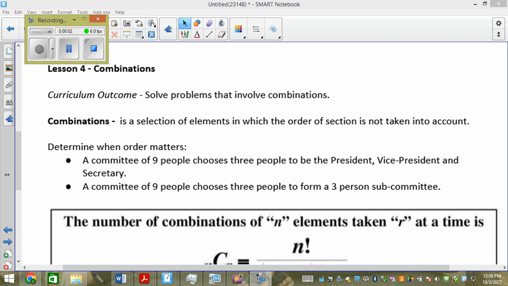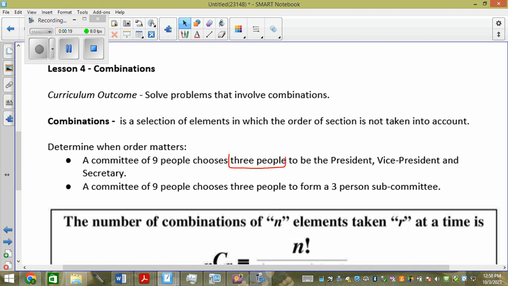A combination is a selection of elements in which the order of the selection is not taken into account. So a committee of 9 people chooses 3 people to be president, vice president, and secretary. Does the outcome of these 3 people in which they're picked give you a different outcome? Do they have jobs? Yeah, if you're picked first, you're the president. Second, you're the vice president. And third, you're the secretary. Does order matter? Yeah. So you would go 9P3.